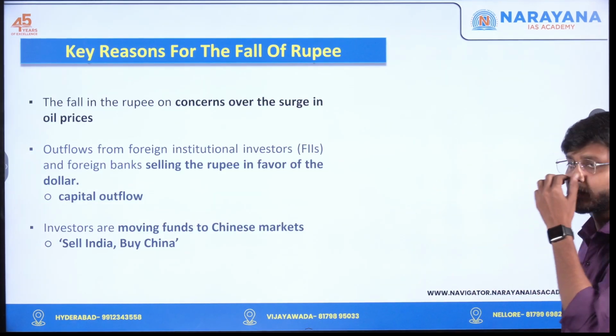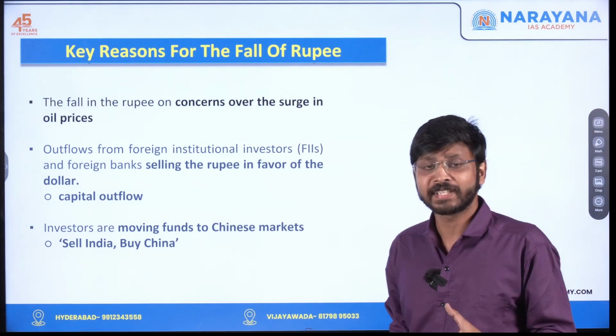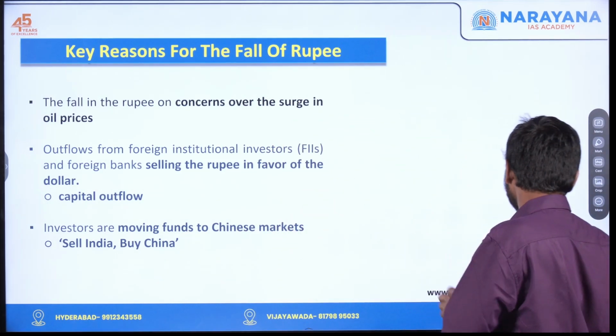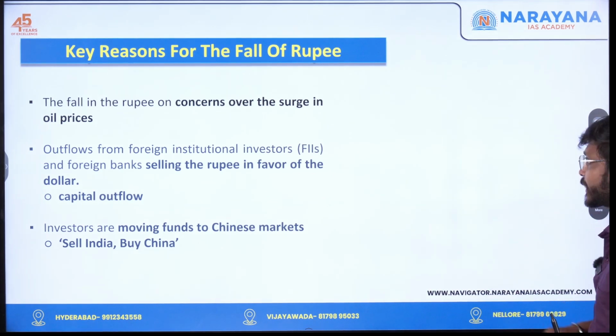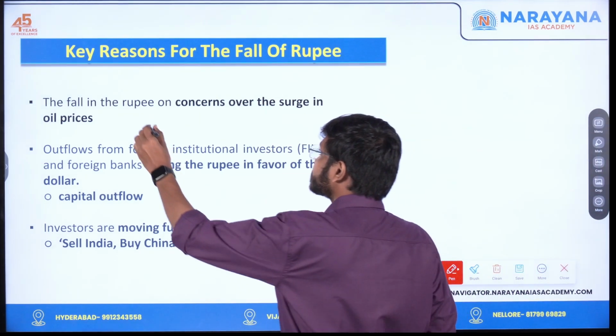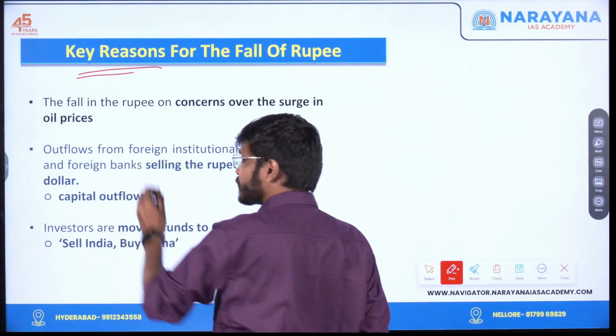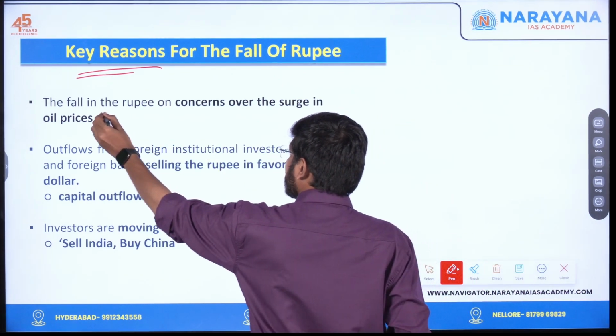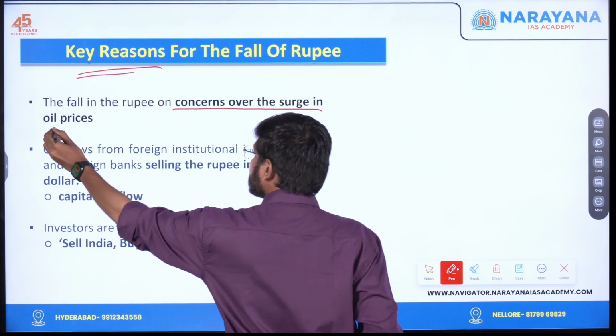What is the reason for the fall of rupee? I am just talking about the present context only. There are many other reasons for the fall of rupee, but this is the present context. So what is a key reason for the fall of rupee to 84 as of now? The main concern is the surge in oil prices.